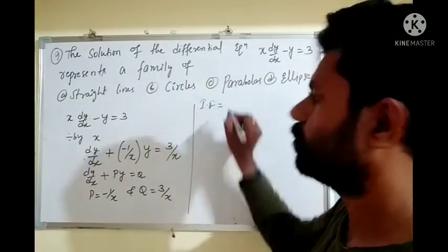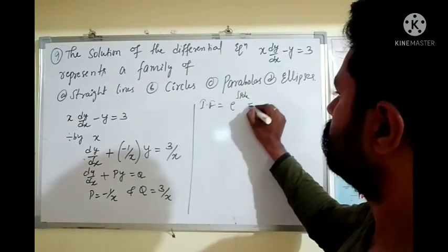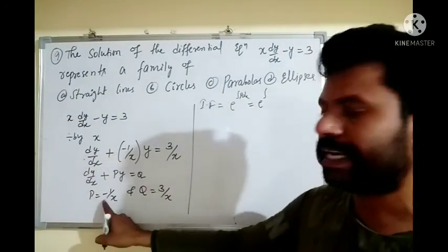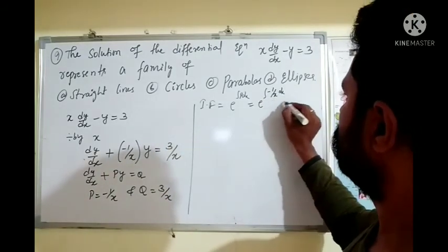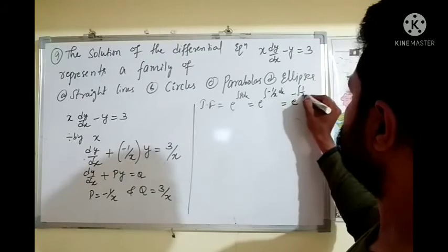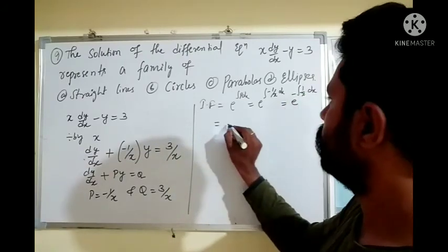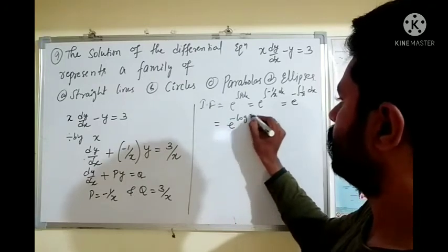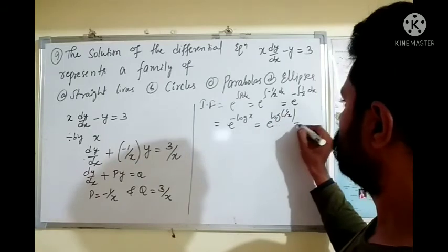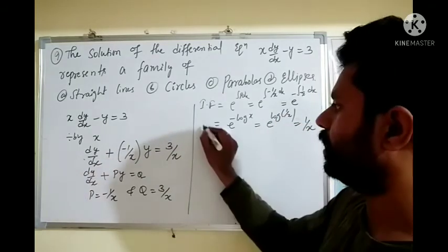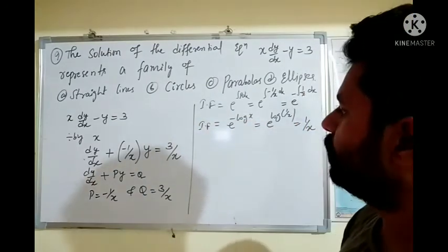Now we have to first find the integrating factor. Integrating factor is equal to e to the power integral of p into dx, is equal to e to the power integral of minus 1 by x into dx. Integral of 1 by x is log x. So we get e to the power minus log x, or e to the power log of 1 by x, which is equal to 1 by x, the integrating factor. So now we have to find the general solution of the differential equation.